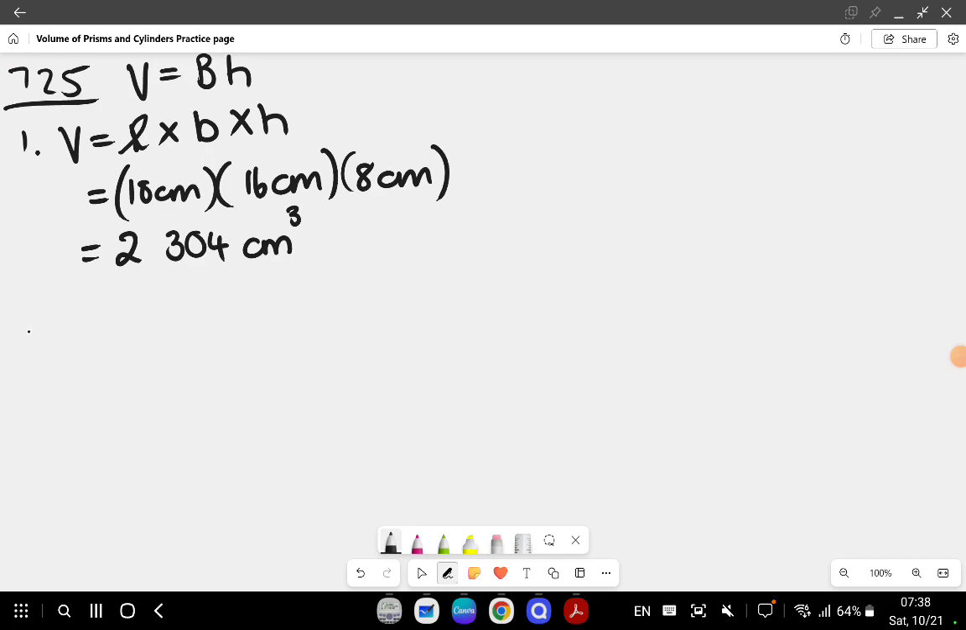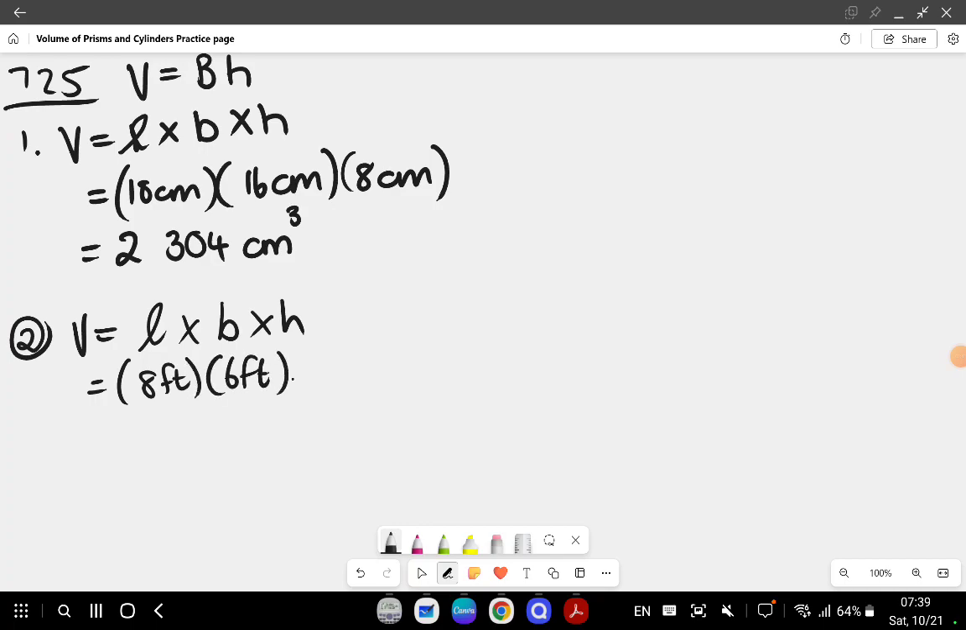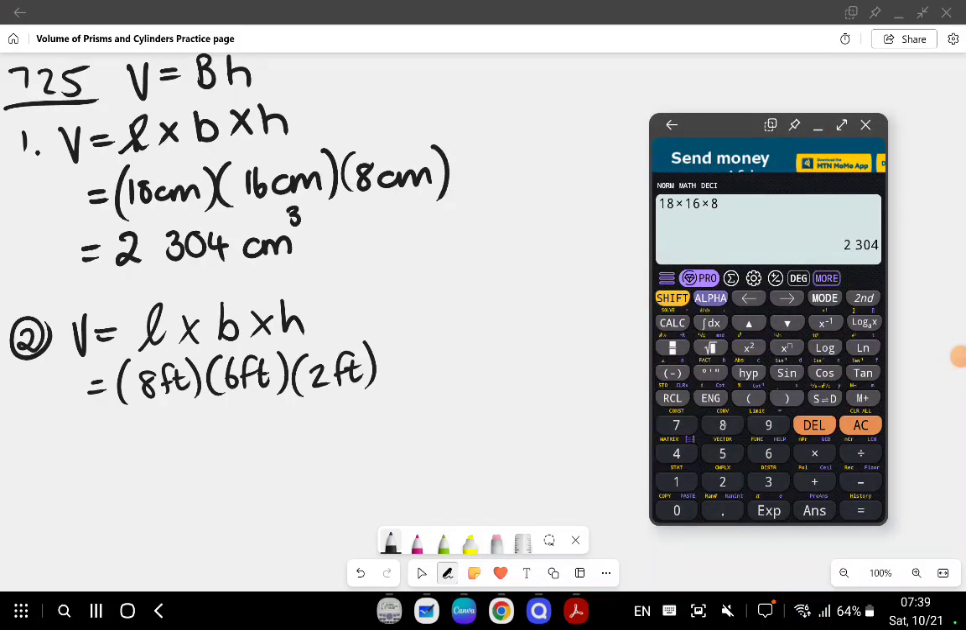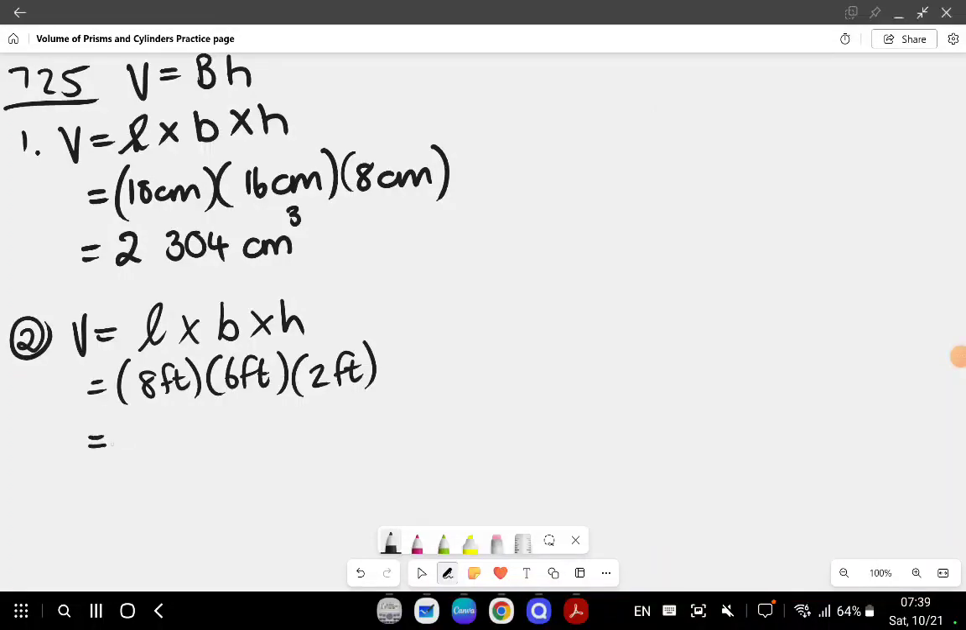Question number 2. Similar situation where we're sitting with a rectangular prism. So I'm saying length times breadth times height. That gives me 8 feet times 6 feet times 2 feet. Calculator. 8 times 6 times 2 equals 96. 96 feet cubed.